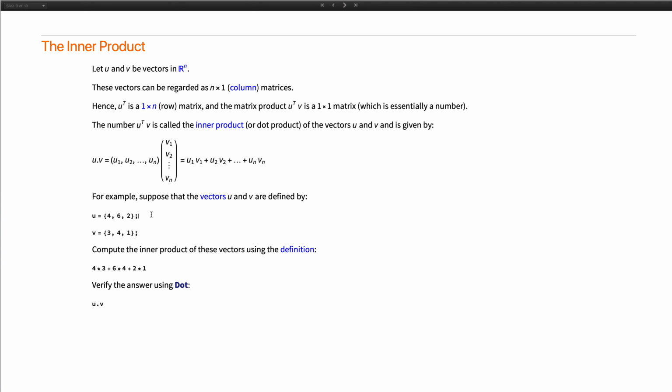So for example, here are two vectors u and v. Now they are in 3D. If you want to compute the inner product, you do 4 times 3 plus 6 times 4 plus 2 times 1, and you get back the answer 38. And you can check the answer with the Dot function. You get back just the same number.